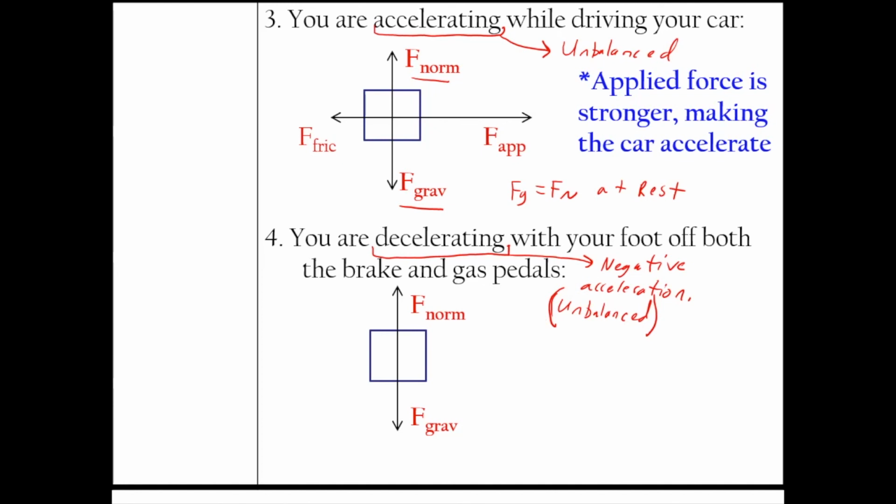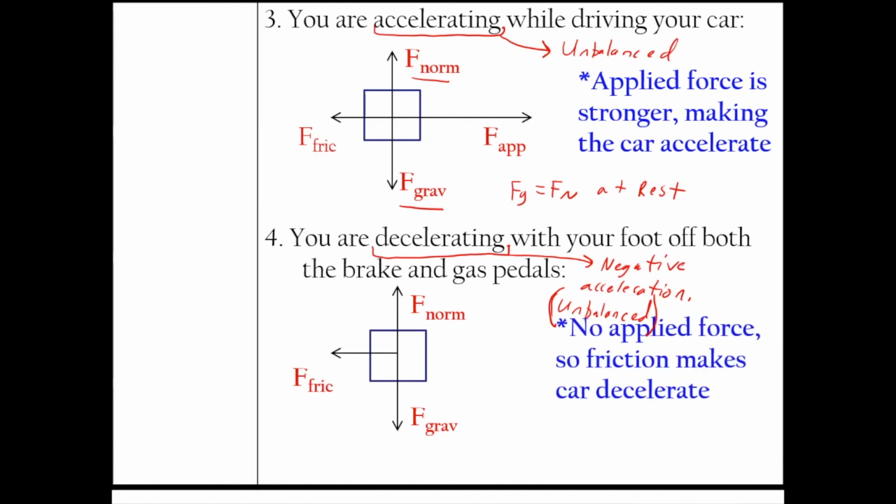Well, what's slowing us down? The only thing slowing us down in this case is going to be friction. So we're just going to have force friction pointed to the left. And since there's no other forces on the right side, force friction is unbalanced. We are decelerating because our force friction is unbalanced. And like I said before, there's no applied force, so the only force acting on this object in the x direction is friction, therefore making our car slow down. So if friction is acting in the opposite direction of motion, it's going to be slowing my car down.